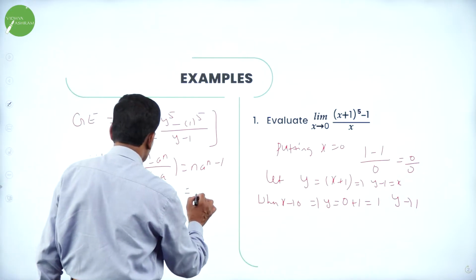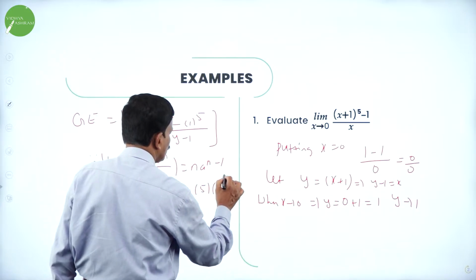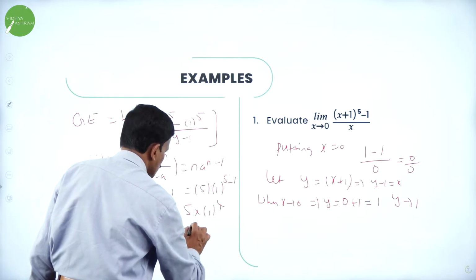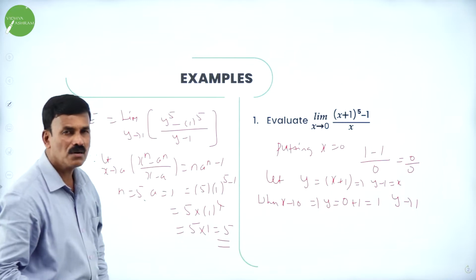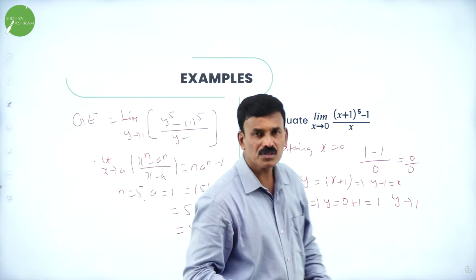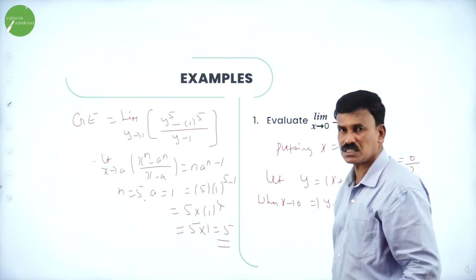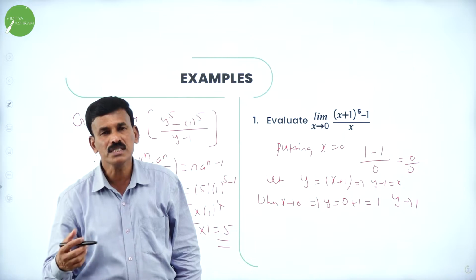Substitute here n. 5 into a is 1 to the power of 5 minus 1. 5 into 1 to the power of 4 is 1 itself. 5 into 1 is 5. So the simplified answer for this is 5. So the limit value of this equation is 5. That's it. Very simple. This is how we are going to evaluate by the method of substitution.